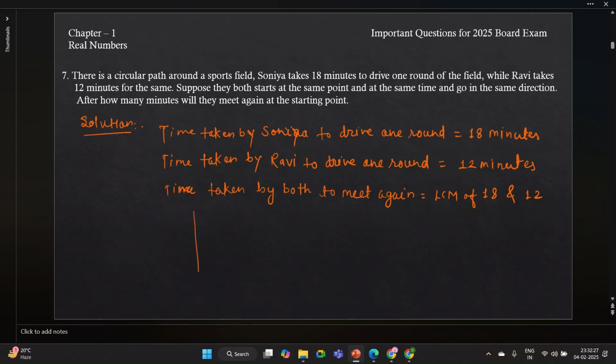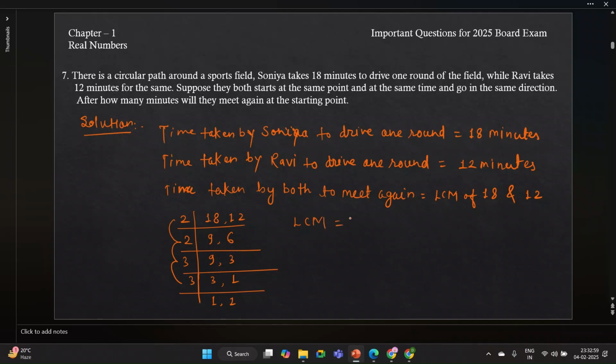So how can we find it? Just use this method, 18 and then 12. Divide by 2, it would be 9 and 6. Again divide by 2, it would be 9 and 3. Again divide by 3, so it would be 3 and 1. Then again divide by 3, so it would be 1 and 1. So I'm writing it down here. If you multiply these, 2 times 2 is 4, 4 times 3 is 12, 12 times 3 is 36.